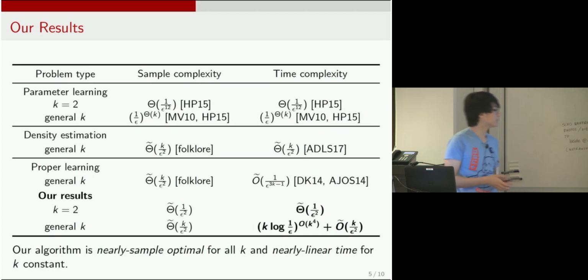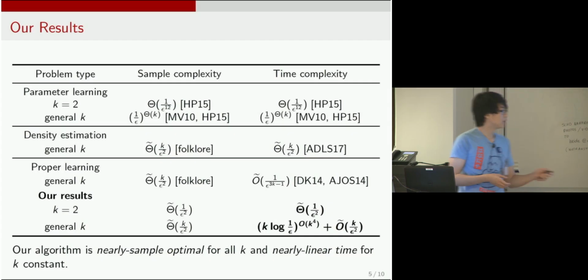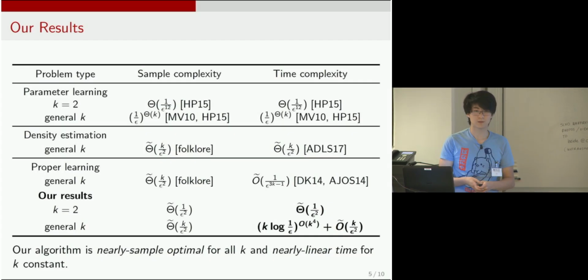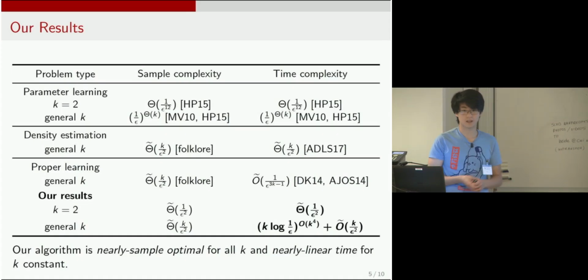But what is the state of affairs in proper learning? Well, in the previous results, the sample complexity again was optimal up to log factors, k over epsilon squared, which is again much better than the rate for parameter learning. But the run times were not so great. The best run times were due to Kamath and Acharya et al., and their rates were 1 over epsilon to the 3k minus 1. So again, this runtime has this 1 over epsilon to the theta of k behavior, which is quite undesirable. Notice that even for k equals 2, this runtime is like 1 over epsilon to the 5th. So this is not nearly linear time in any regime.